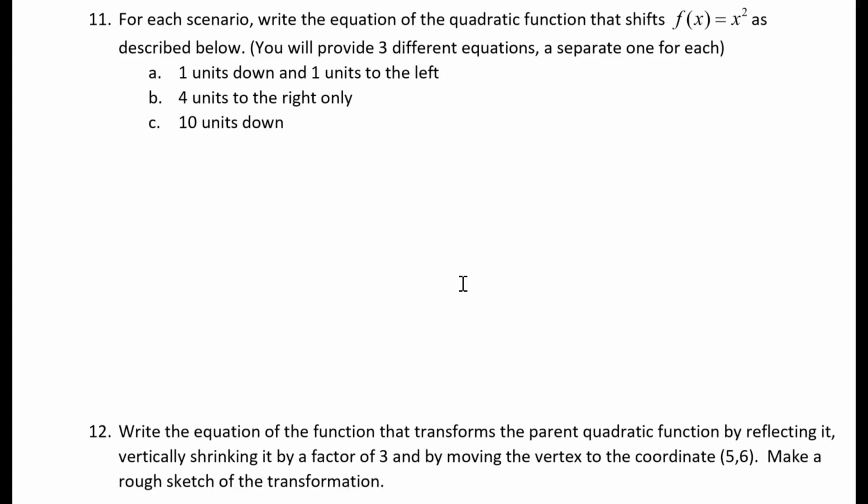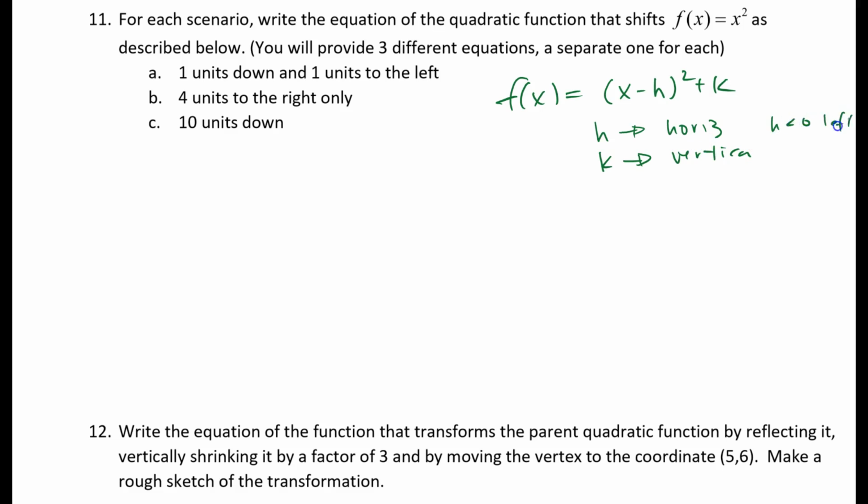All right, for each scenario, write the equation of the quadratic function that shifts as described below. Well, let's just remember the standard translation. In vertex form, we learned that (x minus h) squared plus k will do a horizontal shift of h units, and a k or vertical shift of k units, where if h is less than 0, that means left, and if k is less than 0, that means down.